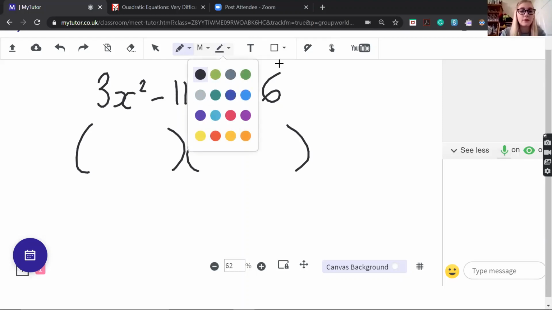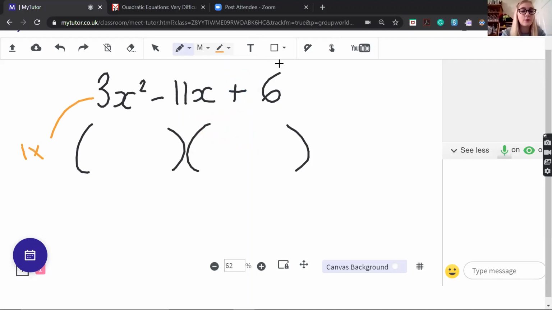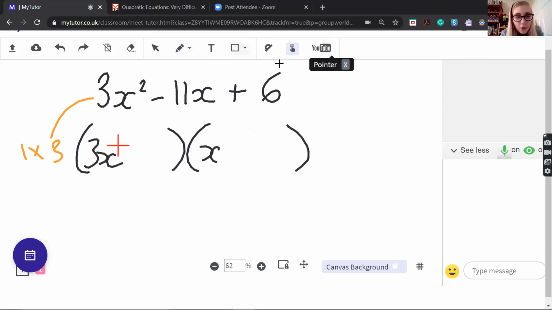We look at this side, and it can only be 1 and 3. So it's going to be a 1x and a 3x. I always put the bigger one here. You don't have to do that, it doesn't matter. The key thing that matters is that the things inside the brackets are right, so the right signs go with the right numbers.